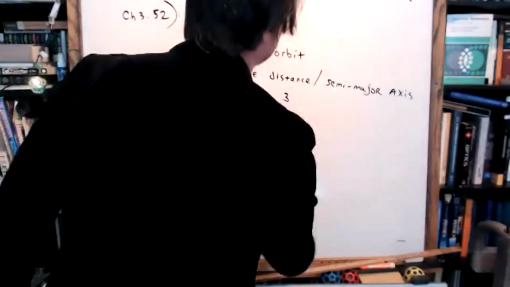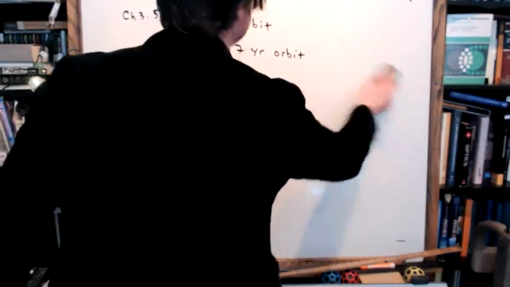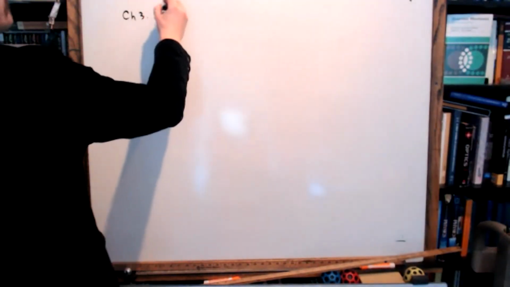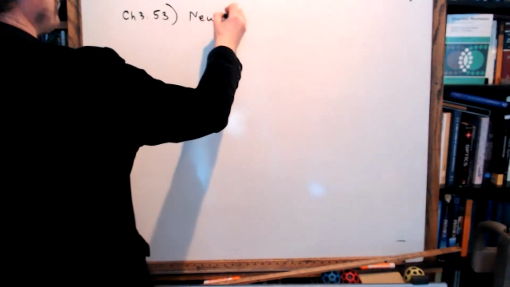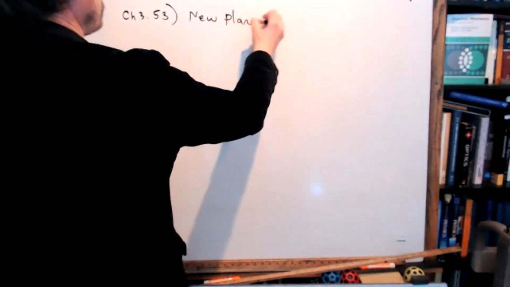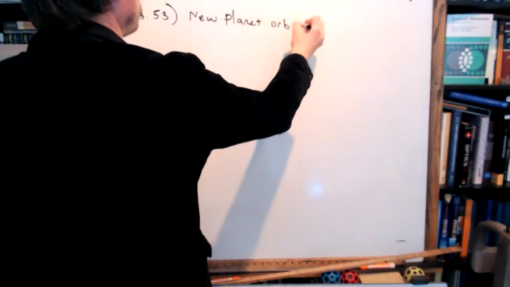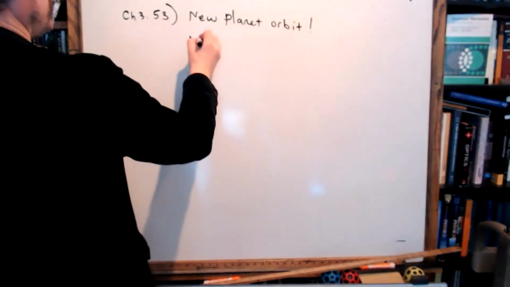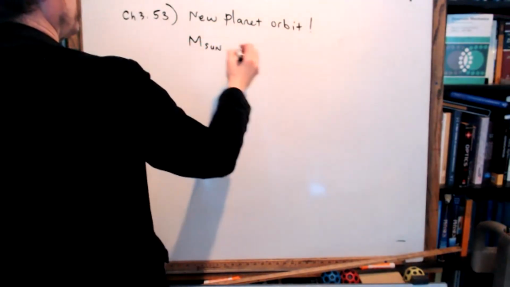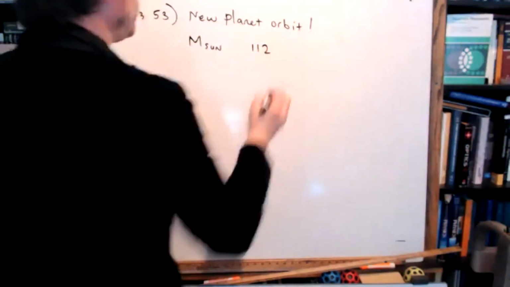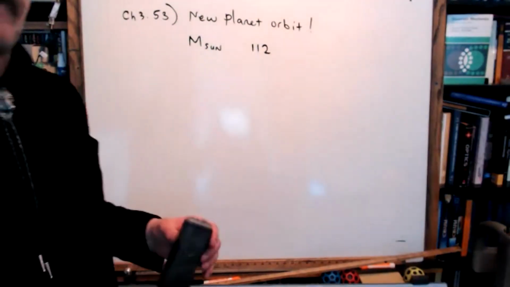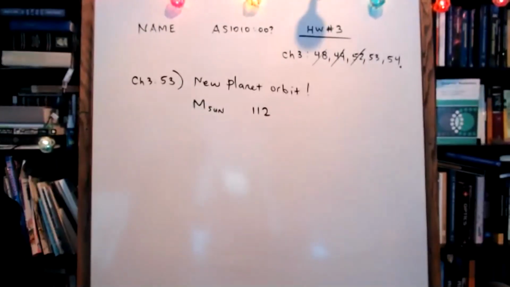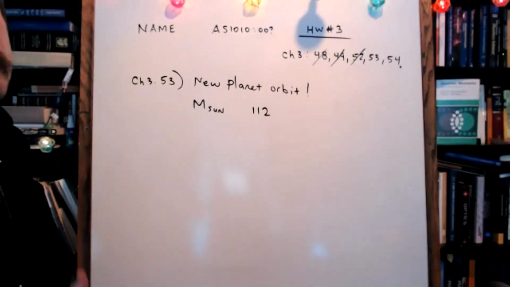Jenna, what do we got for 53? Okay. It says new planet orbit. A newly discovered planet orbits a distant star with the same mass as the sun at an average orbital distance of 112 million kilometers. Sorry to interrupt, but if I wanted to write down 112 million kilometers, how would you write that down, Jenna?